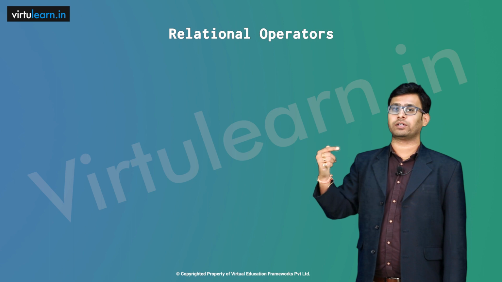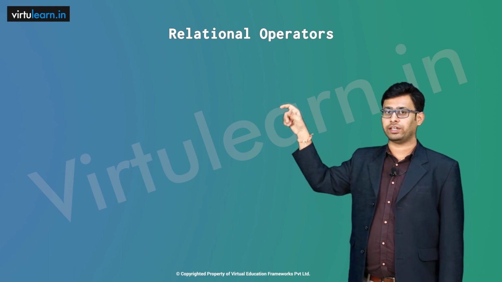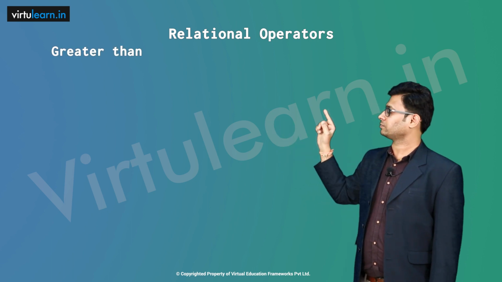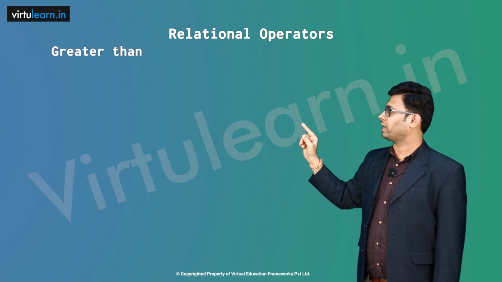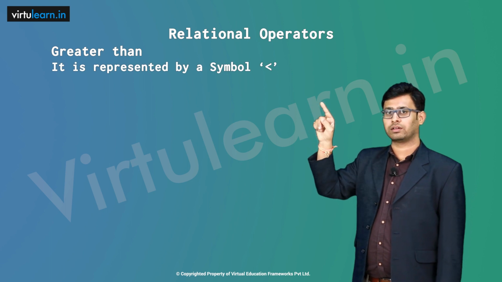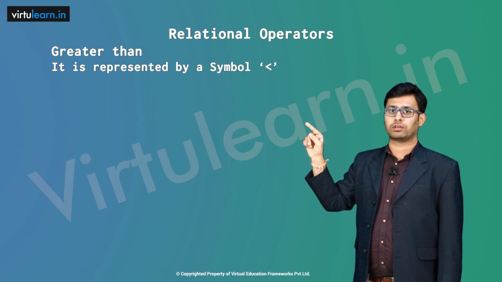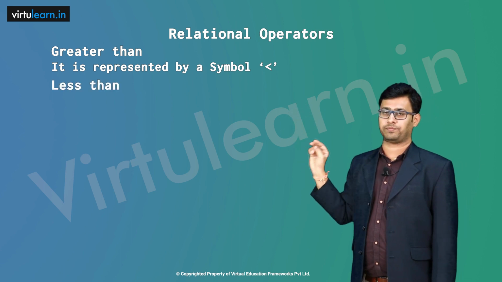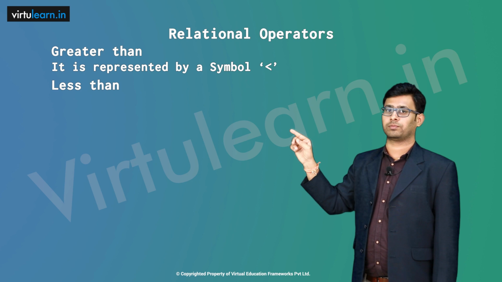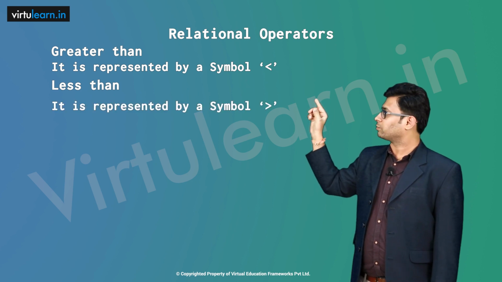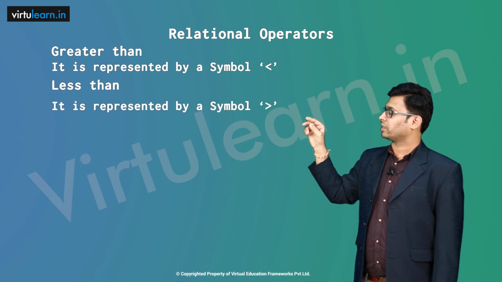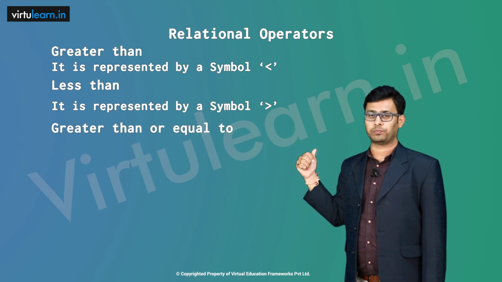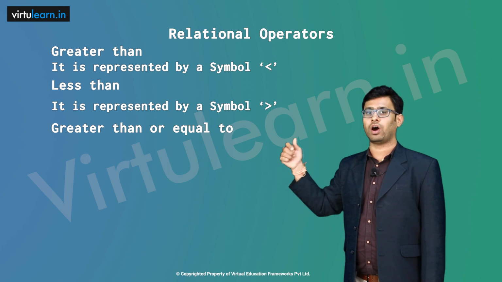The different operators which come under this category are, the first one is greater than, and it is represented by the symbol greater than. Next, the second one is less than. It is represented by the symbol less than. Next, the third one is greater than or equal to.